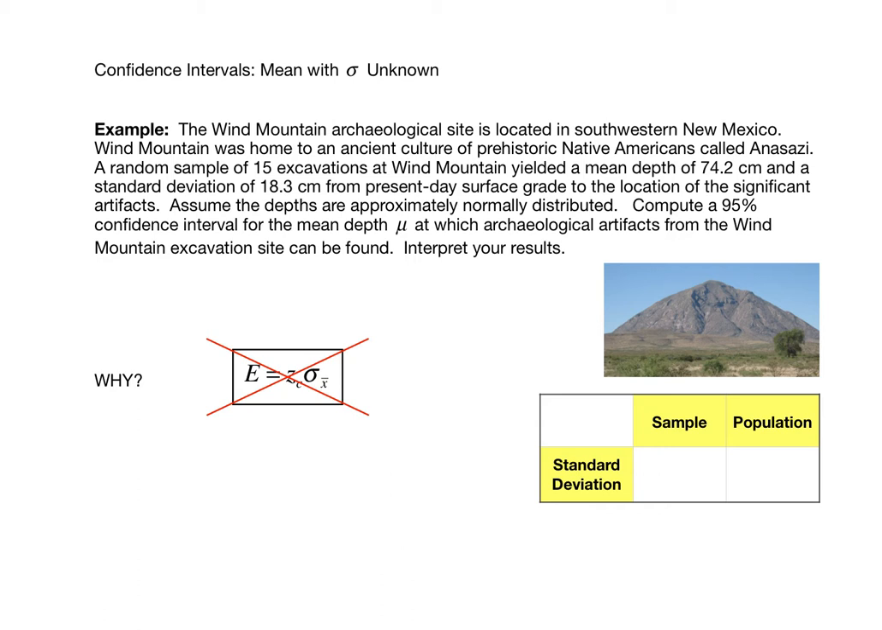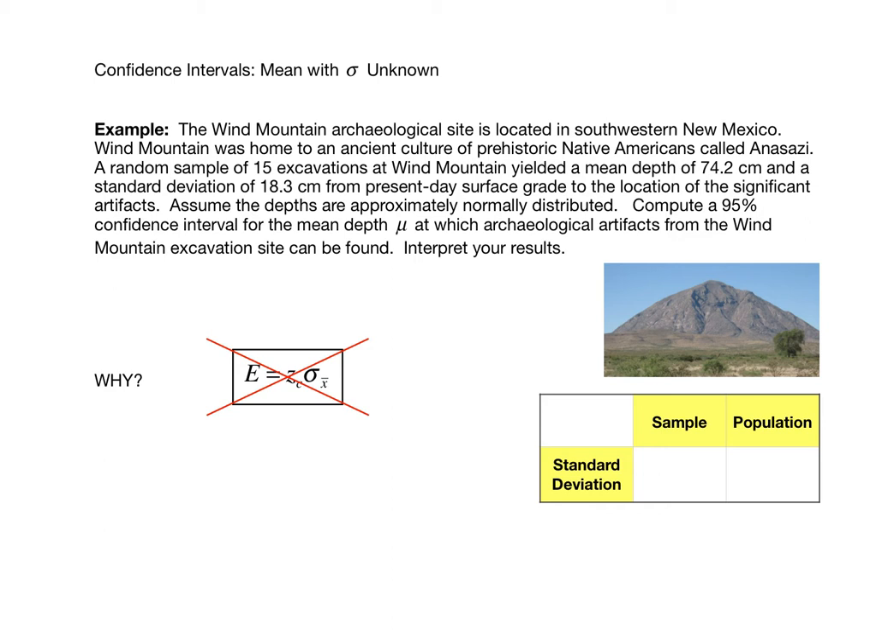A random sample of 15 excavations at Wind Mountain yielded a mean depth of 74.2 centimeters and a standard deviation of 18.3 centimeters from present-day surface grade to the location of the significant artifacts. Assume the depths are approximately normally distributed. Compute a 95% confidence interval for the mean depth mu at which archaeological artifacts from the Wind Mountain excavation site can be found. Interpret your results.